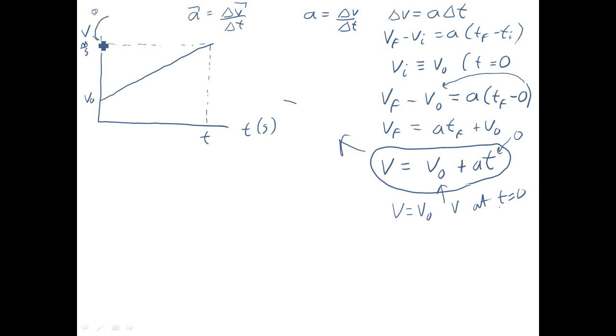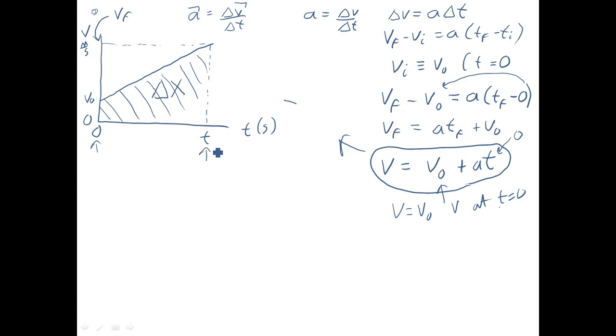Let me just write it over here. I'm going to call this some v final. And I hope you know this from class. Talked about it a lot. This area bound is delta x. That's the displacement between 0 time and some future time t.